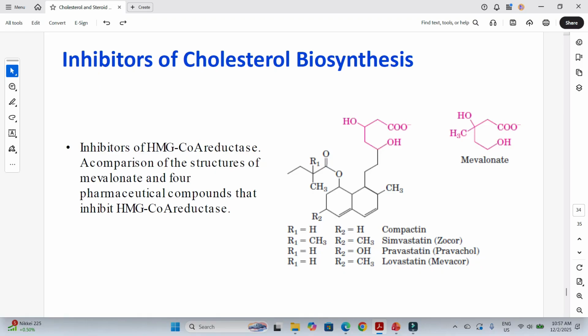Compactin when R1 is H, R2 is H. Simvastatin when R1 is methyl, this one, and R2 is methyl. Pravastatin, lovastatin. I'm sure that the drugs administered to individuals suffering from such elevated levels of cholesterol are in one way or another these drugs, okay? And they target the committed step or the rate-determining step of cholesterol biosynthesis, that which is catalyzed by HMG-CoA reductase, which of course makes sense.